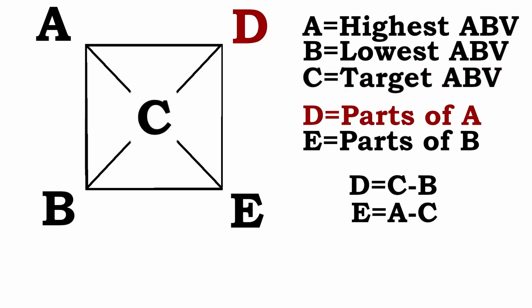Moving on, we've got D, and that represents how many parts of A we're going to use in our ratio. And E represents how many parts of B we're going to use in our ratio. And how we find D is we take C and we subtract B. And how we find E is we take A and we subtract C. It's really that simple. And so that kind of gives you the rundown of the process. Now I'm going to do a math example to show you.